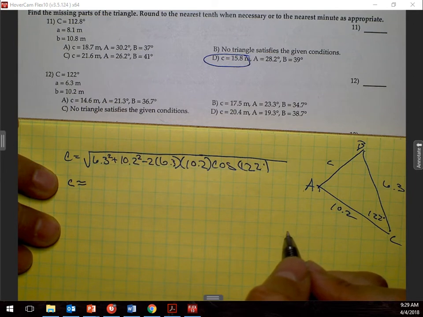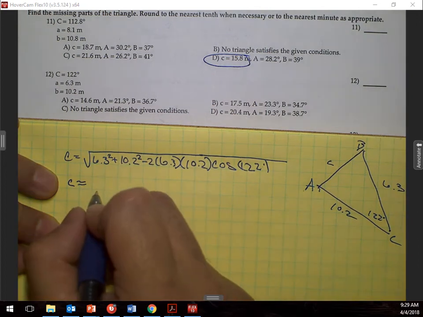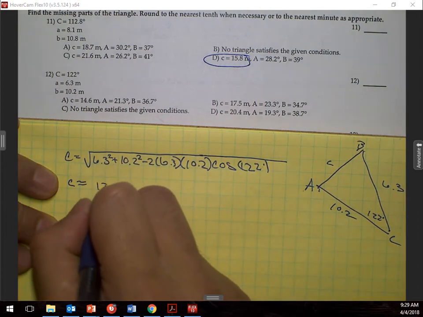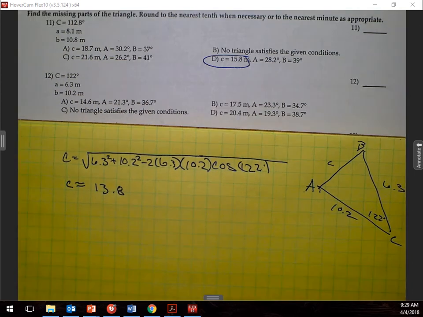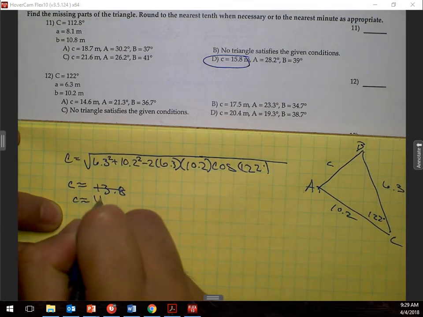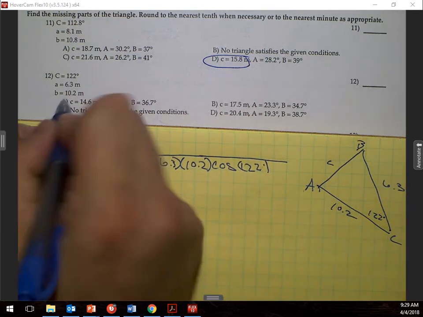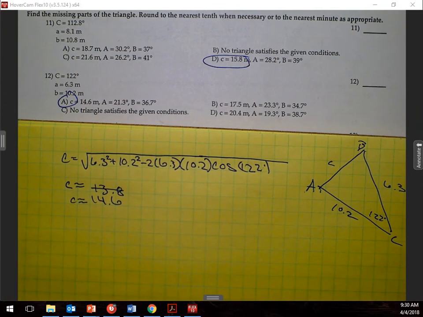And what did you get? 15.8. 13. So we're saying none of those were on there. So C is 14.6, right? So my answer has to be A. All right, did you fix that? It's not 13.8.